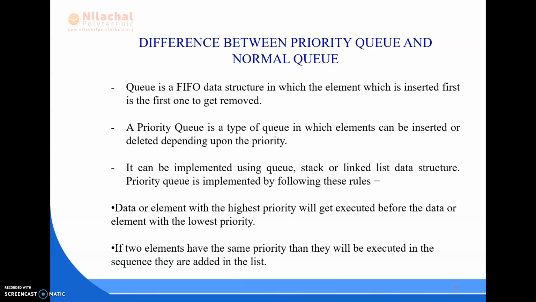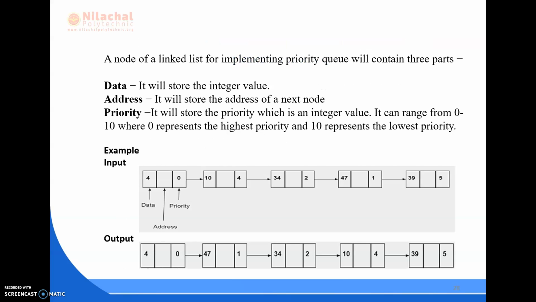Priority queue is implemented by the following rules. Data or element with the highest priority will get executed before the data or element with the lowest priority. If two elements have the same priority, then they will be executed in the sequence in which they were added in the list.